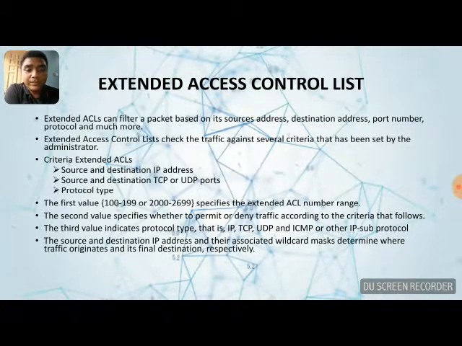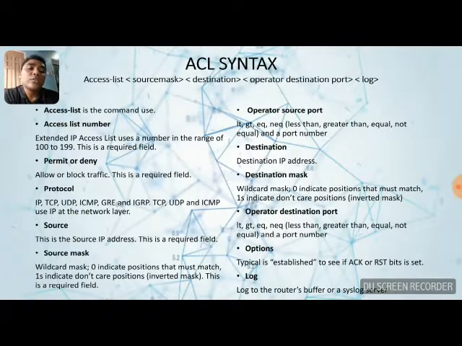The first value specifies the extended ACL number range. The second value specifies whether to permit or deny traffic according to the criteria that follow. The third one indicates protocol type, which is IP, TCP, UDP, ICMP or other IP subprotocol. The source and destination IP address and their associated wildcard mask determine where traffic originates and its final destination respectively.